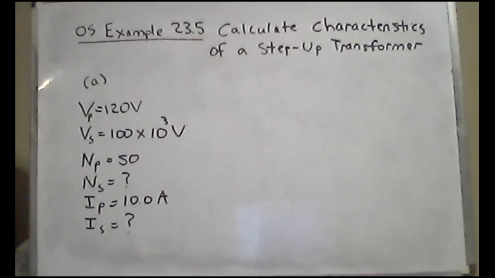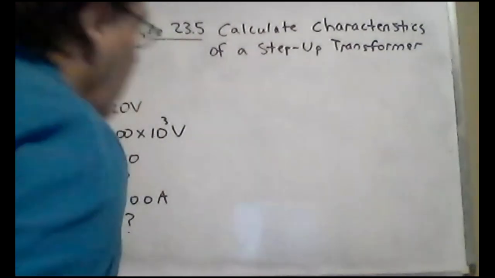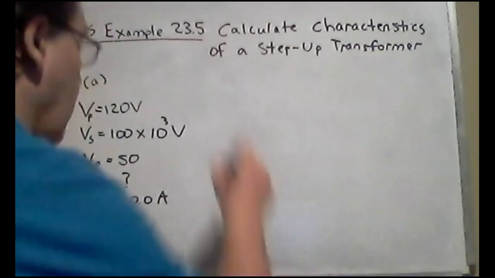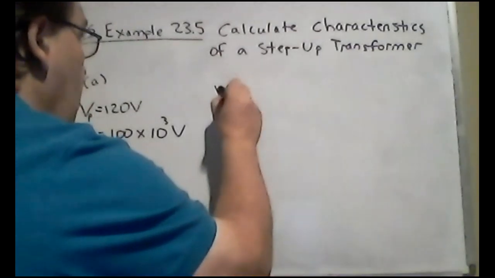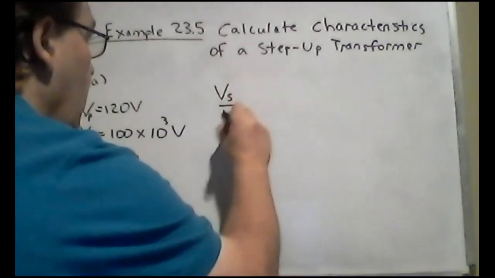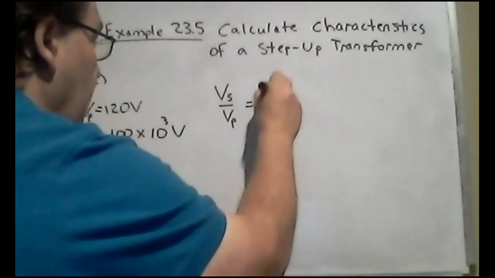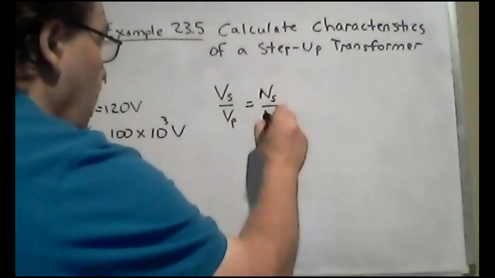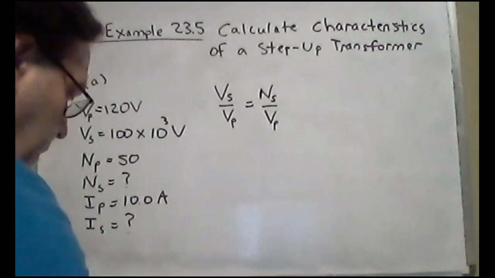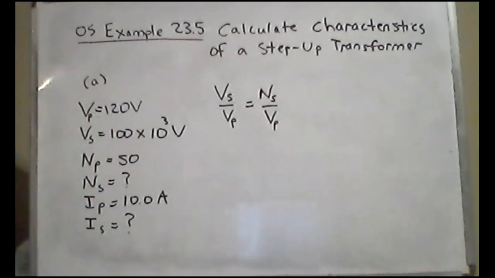Well, first of all, what do I know? I know V sub S and V sub P, and I know N sub P. So I probably want to use the original transformer equation, because the only thing I don't know is N sub S. So I would write the original transformer equation down as, again, V sub S over V sub P is N sub S over N sub P. Again, that's one of my transformer equations that I know. Let's solve it for what I don't know.